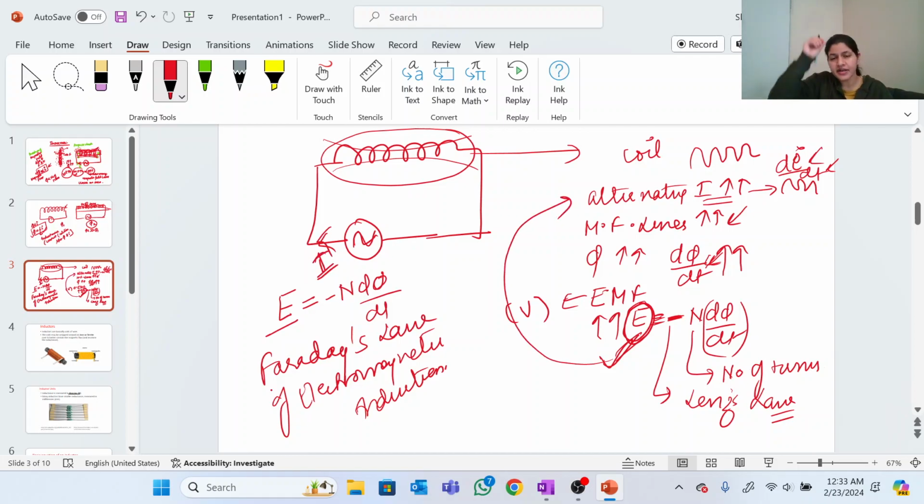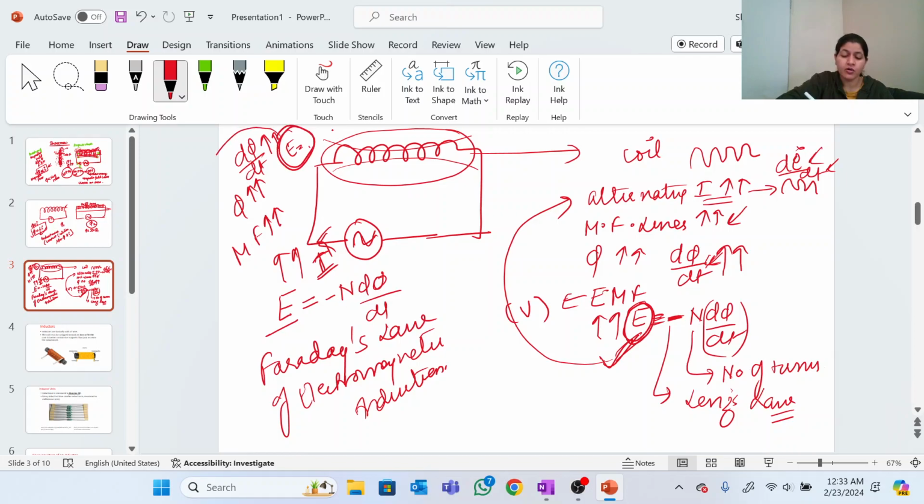This was that current which is increasing. Because of that, magnetic field lines are increasing. Because of that, flux is increasing, d phi by dt is increasing, and therefore EMF is created or increasing. So this is directly or indirectly created because of this current. So this EMF is going to oppose the current, and this minus sign indicates this.